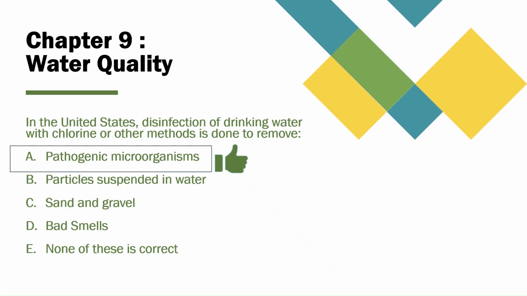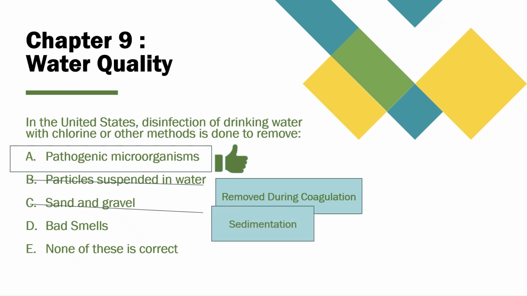Disinfection of drinking water, typically using chlorine or other disinfectants, is specifically aimed at killing or inactivating pathogenic microorganisms such as bacteria, viruses, and protozoa that can cause disease. Suspended particles are removed during coagulation, while sand and gravel are typically removed during screening and sedimentation. Bad smells are usually addressed through aeration and activated carbon filtration. This information can be found on page 219 in the textbook.